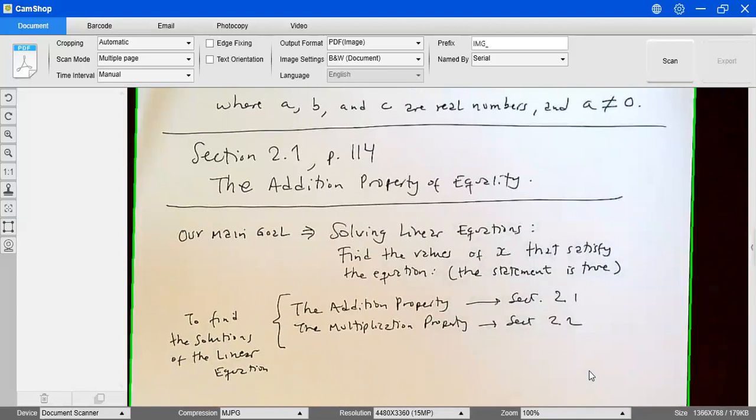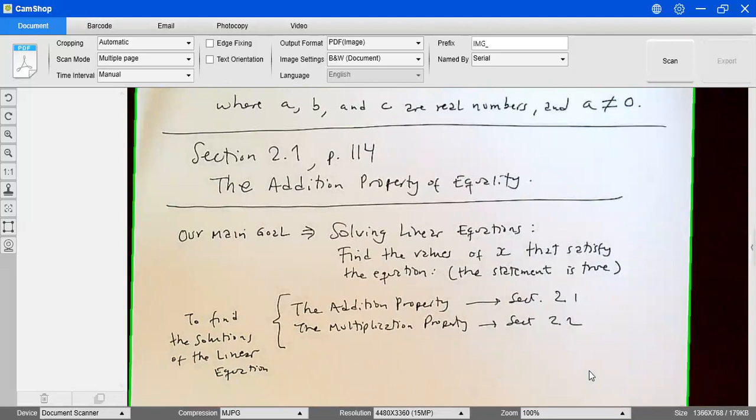There are going to be just a few cases where only the addition property solves the equation, and a few cases where only the multiplication property solves an equation, but most of the time you're going to need both properties. And the order in which you apply those properties is going to be very, very important. Usually we start with the addition property, and we end with the multiplication property. But there are some cases where you need to start with the multiplication property first. So let's start with the addition property then.